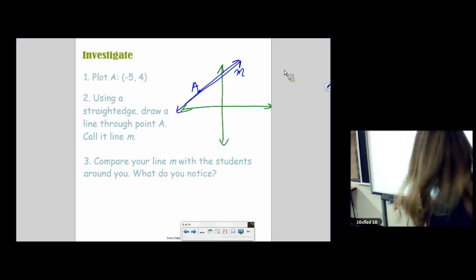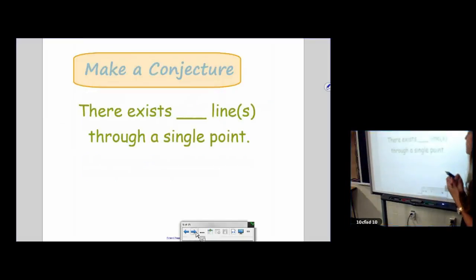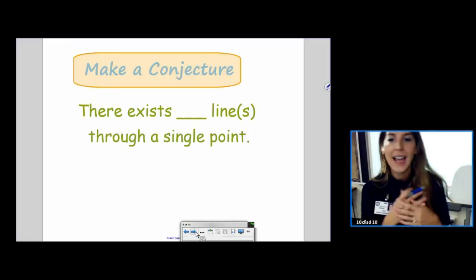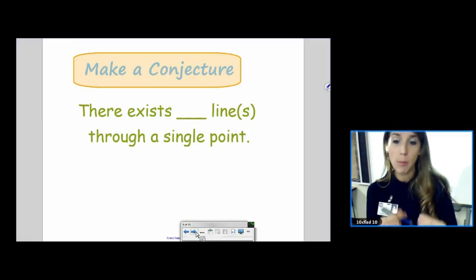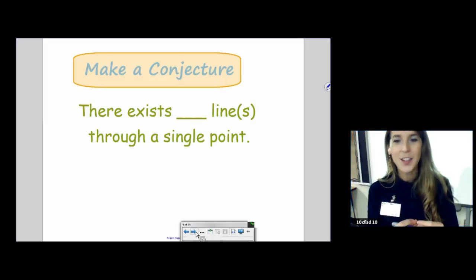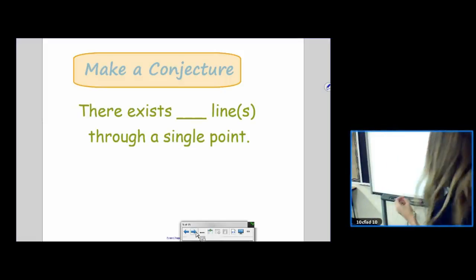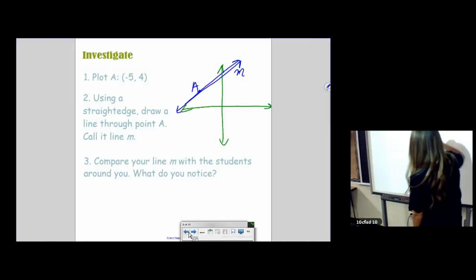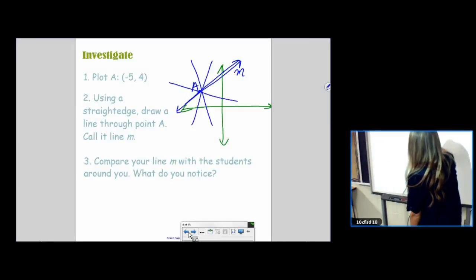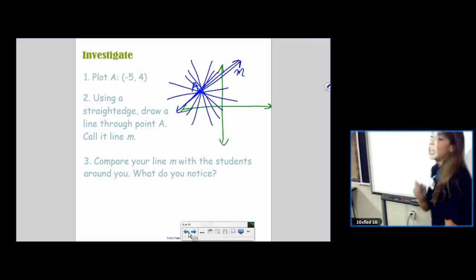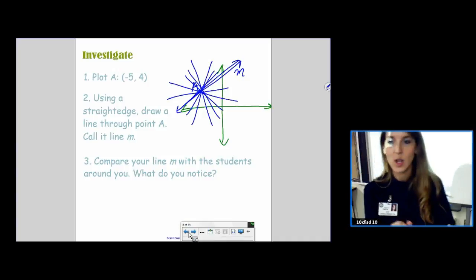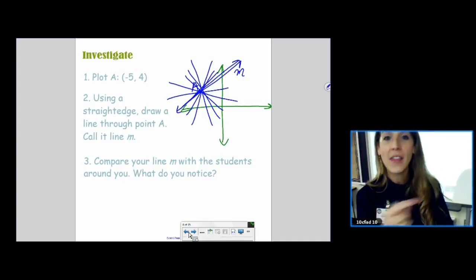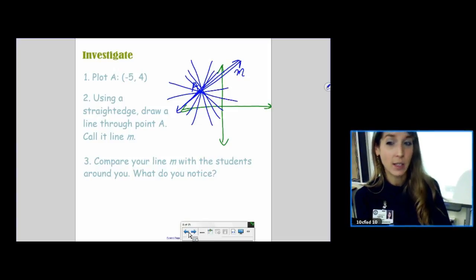So what do you think that we could say there exists how many lines through one single point? I give you a single point, how many lines could we draw potentially through it? We could sit here forever and keep drawing new unique lines through point A. We all have the same point, but there are infinite unique lines through that point.